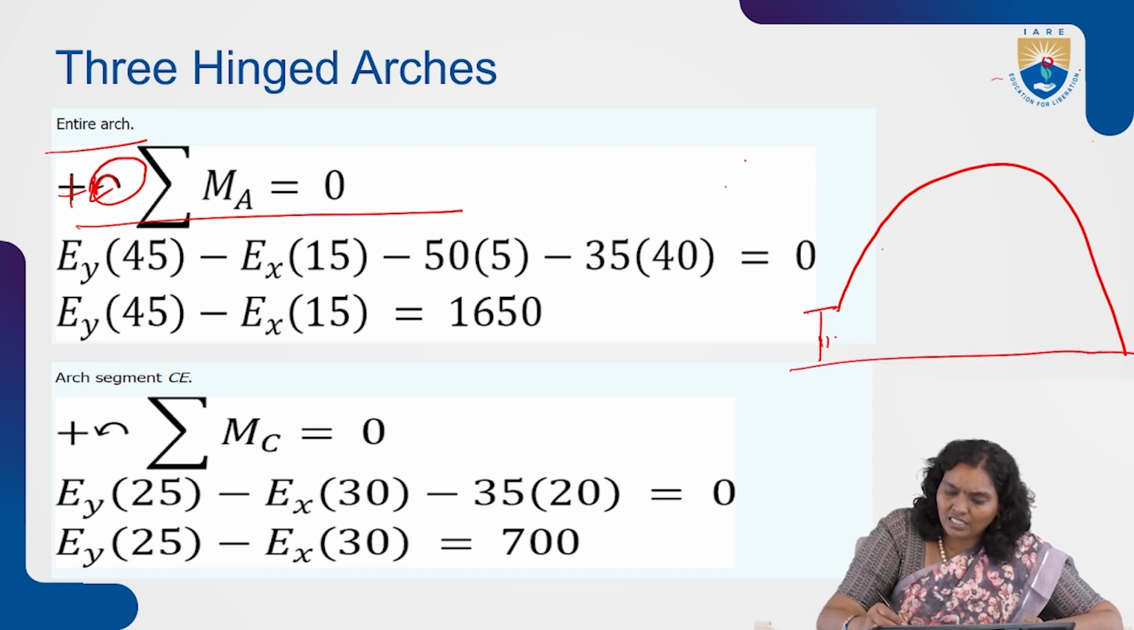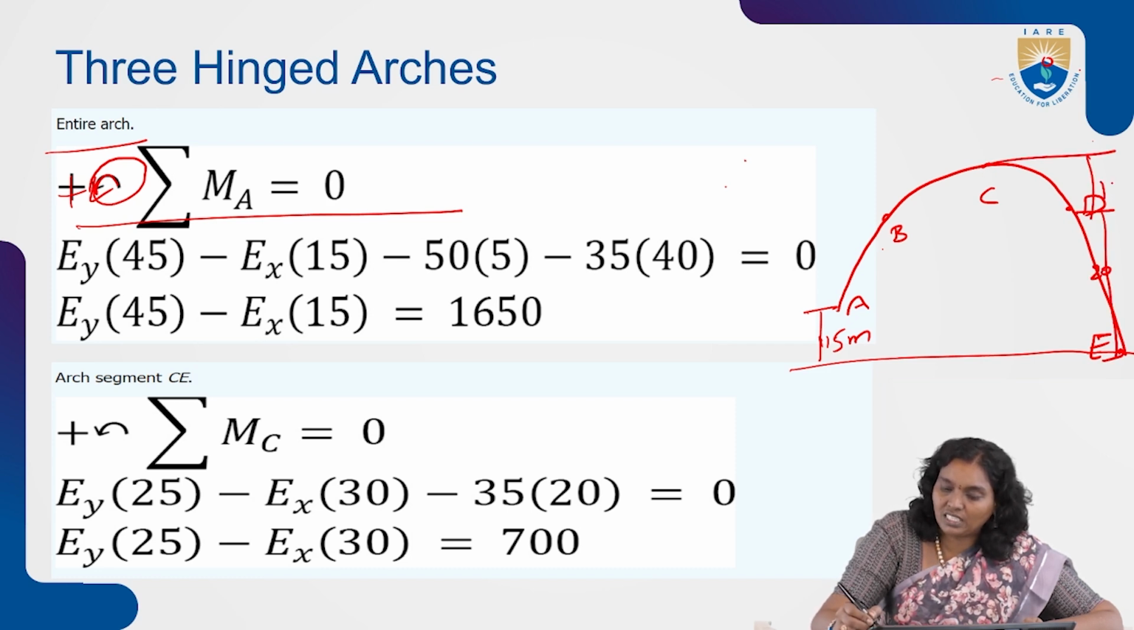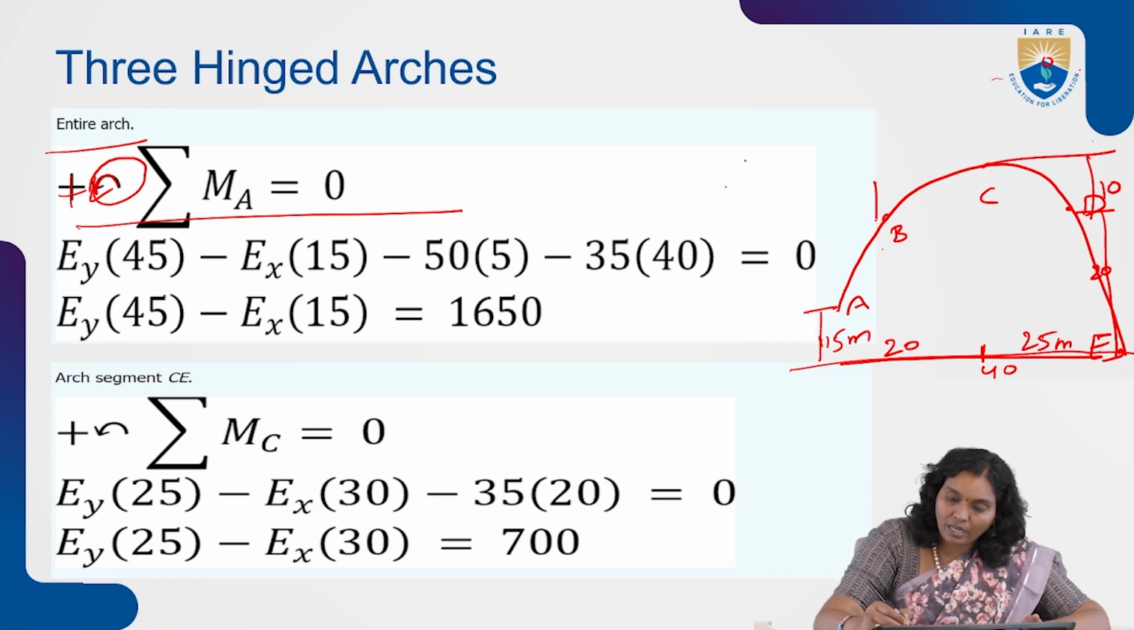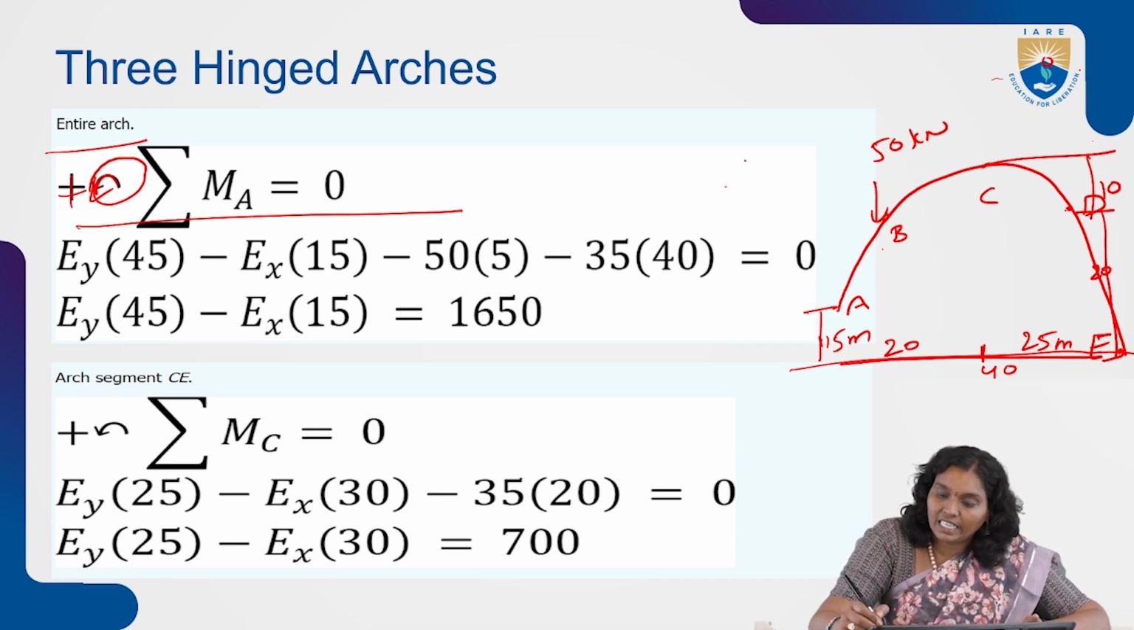Vertical distance is 15 meters. This is A. This is B. This is C. And this is D. And this is E. From D to E, the horizontal distance is 20. From C to D is 10. The horizontal distance from A to E is 40. From A to C is equal to 20 meters. From C to E is 15 meters. These are the things we have. At point B, 50 kilonewtons load is acting. At point D, 35 kilonewtons load is acting.